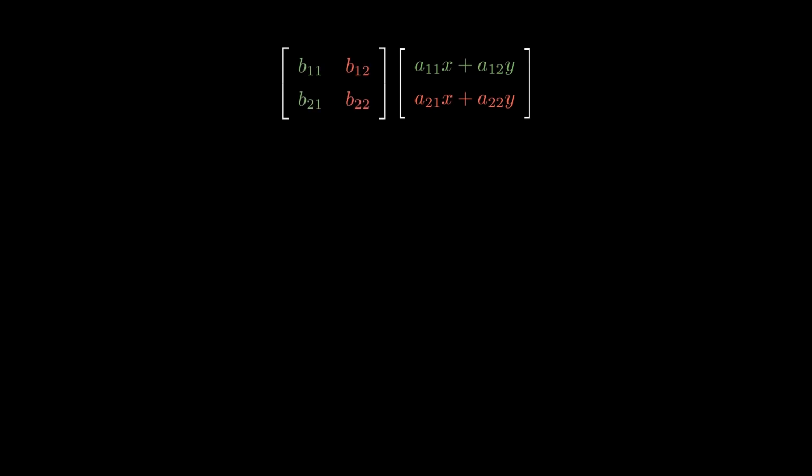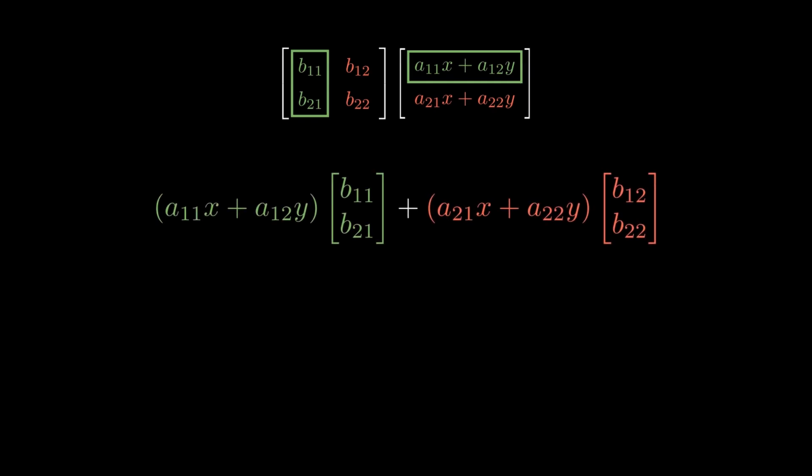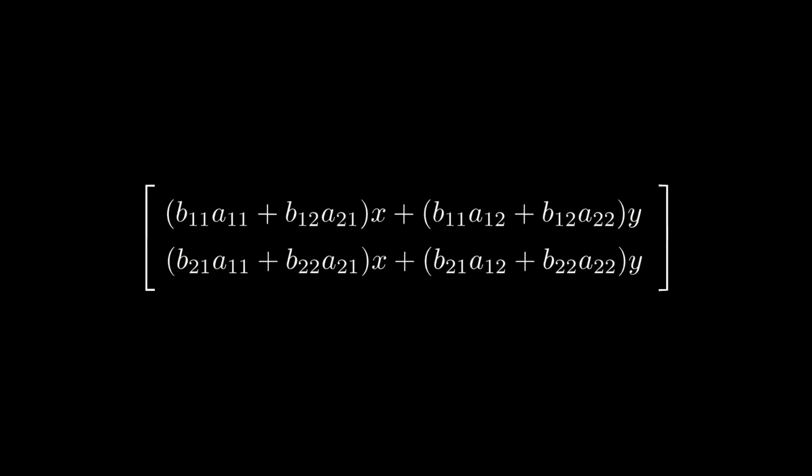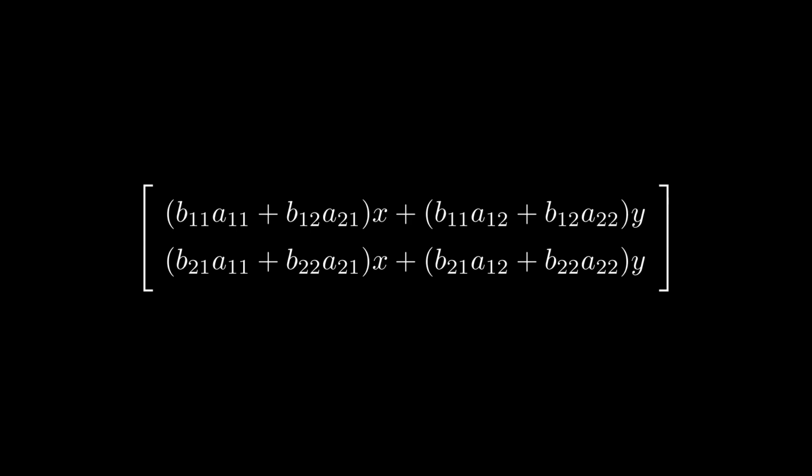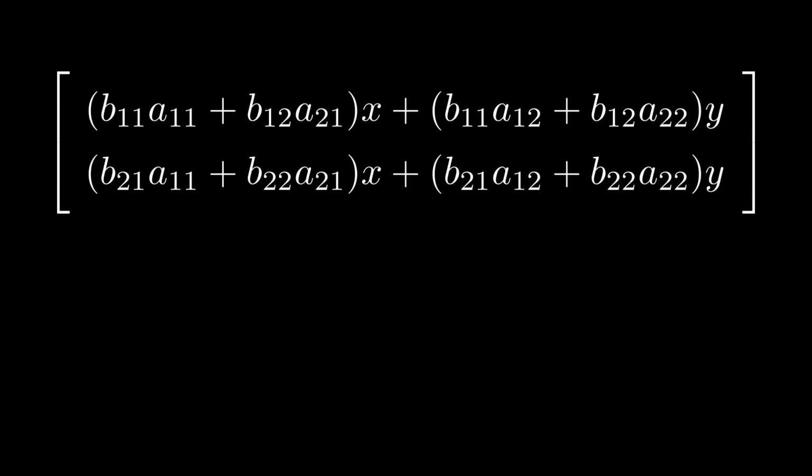Now we can apply transformation B. The first column of B tells us where the new basis vector, the one which replaces i-hat, goes. The second column of B tells us where the basis vector which replaces j-hat goes. Working through this and grouping the x and y terms together, we end up with this. You'll notice that this is identical to matrix C applied to the vector (x, y). This is exactly what we want, since C is just the combined transformation of A followed by B.